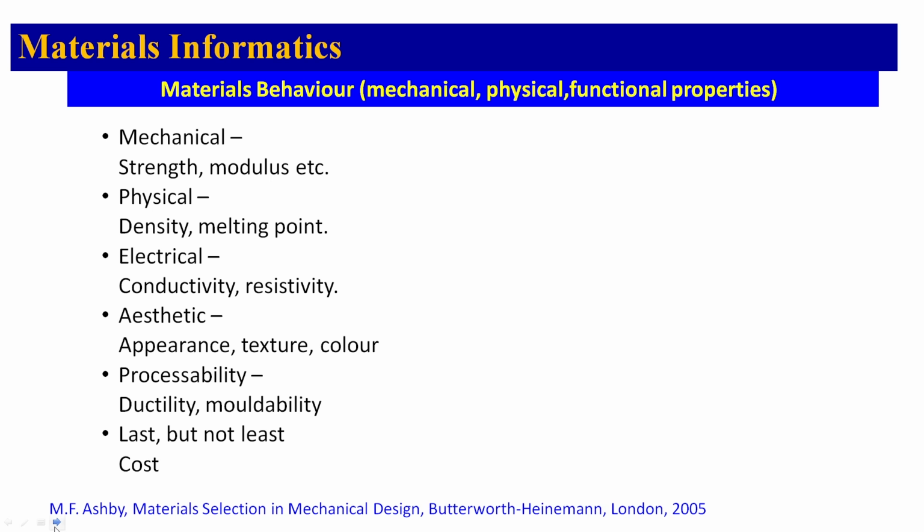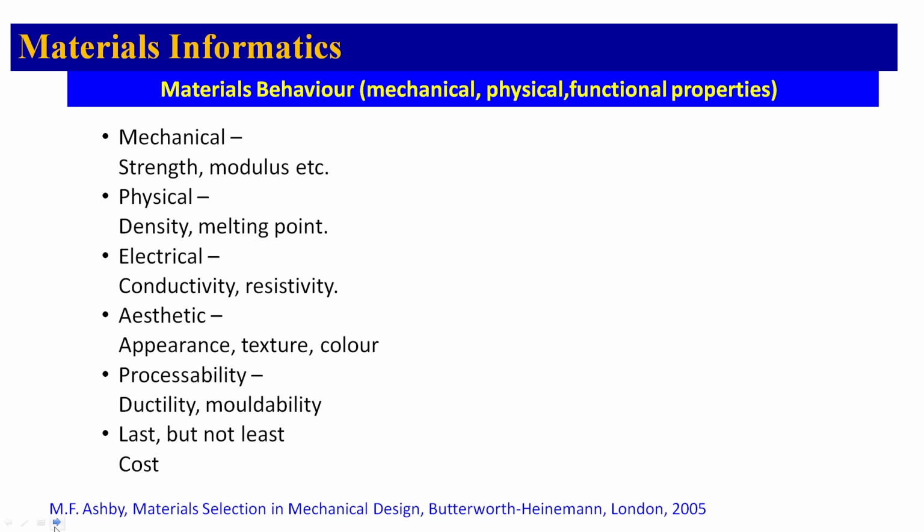So, what are the different properties we talk about? Many. Mechanical means strength, modulus, ductility, toughness. Physical means density, melting temperature. Electrical means conductivity, resistivity, many more. We can also talk about aesthetics like appearance, texture, color, processability.